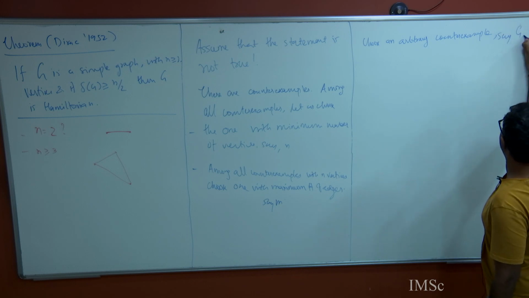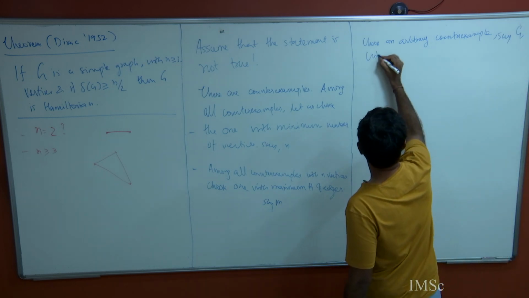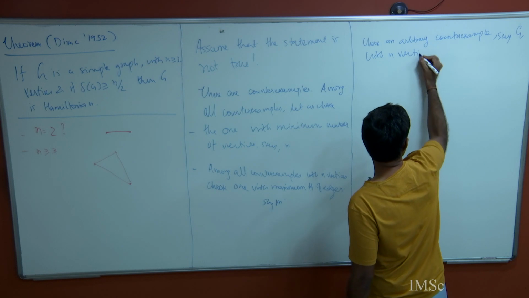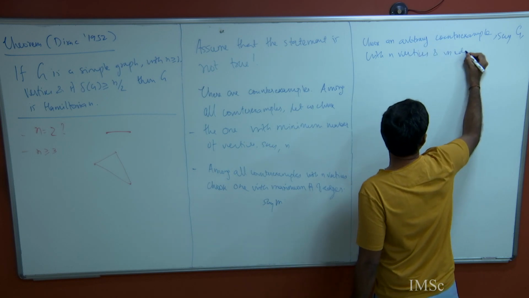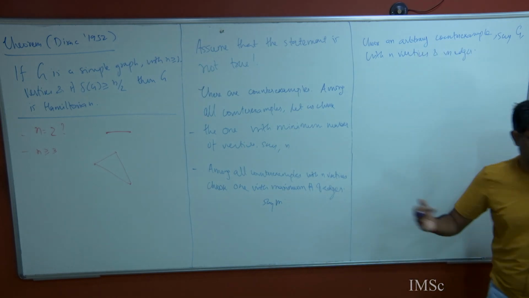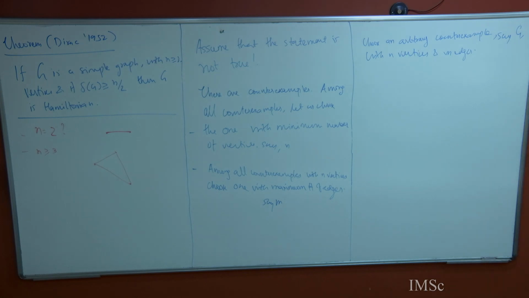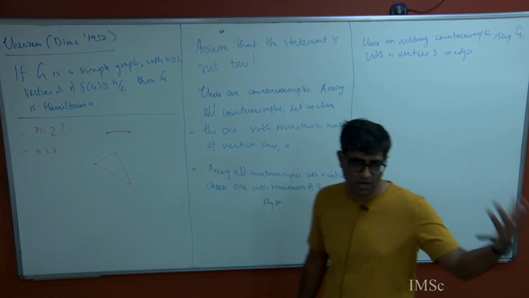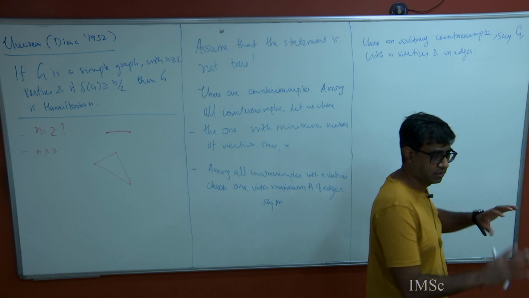So I'm saying choose an arbitrary counterexample, say G, with n vertices and m edges. Now if I show to you that there is no such counterexample with n vertices and m edges, then we are done. Because among all the counterexamples, I selected the one with minimum number of vertices. Among all those, I selected the one which maximizes the number of edges, and among all those, I just chose an arbitrary graph G.